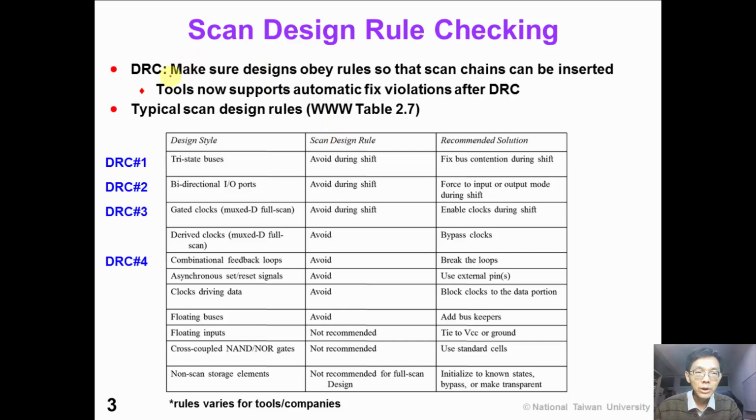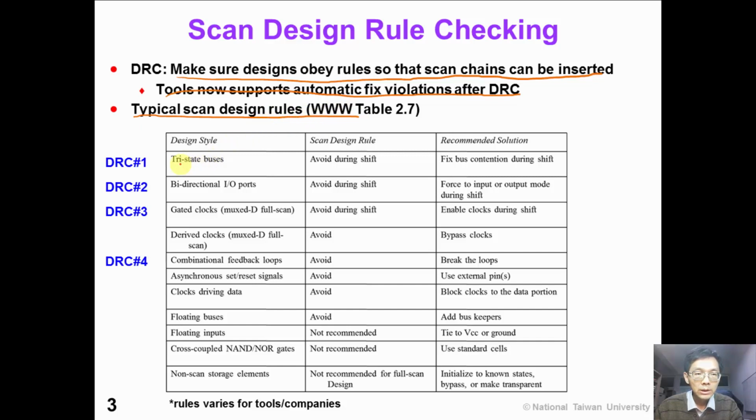Scan design rule checking makes sure the design obeys our rules so that the scan chain can be inserted correctly. The EDA tools are now very smart, so they can automatically fix the violation after design rule check. There are many scan design rules. Some examples are shown in this table.